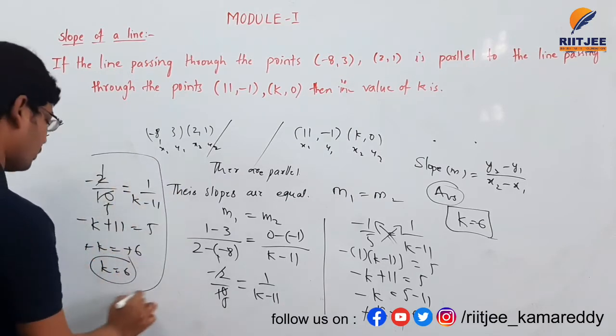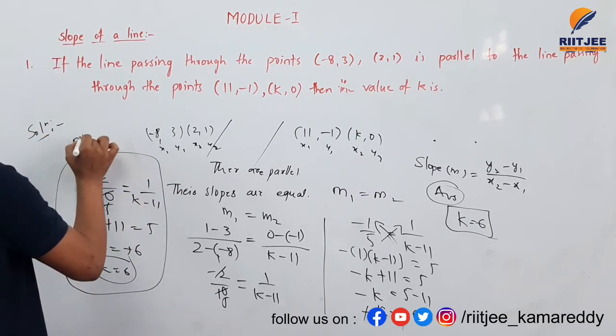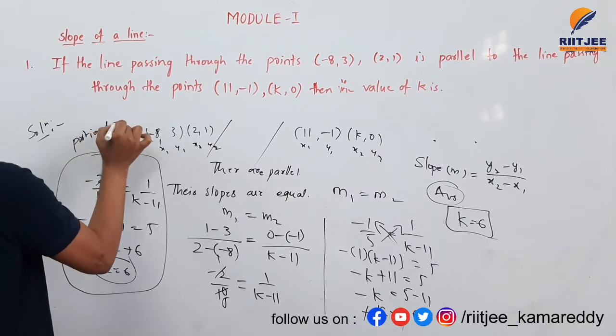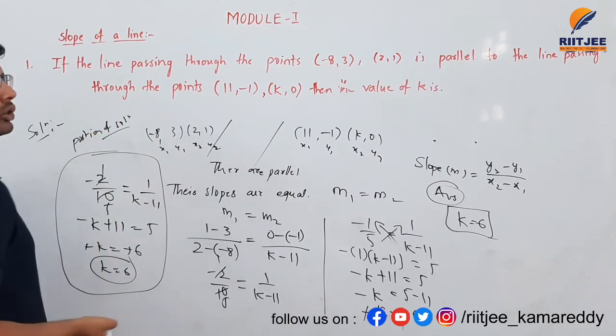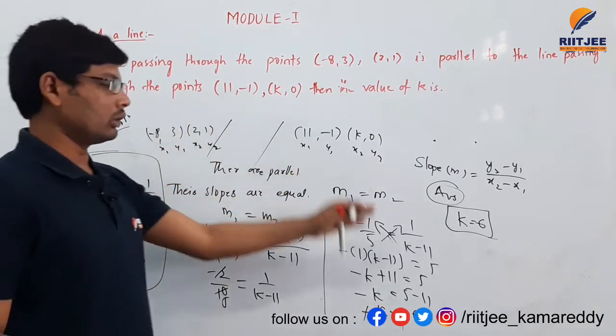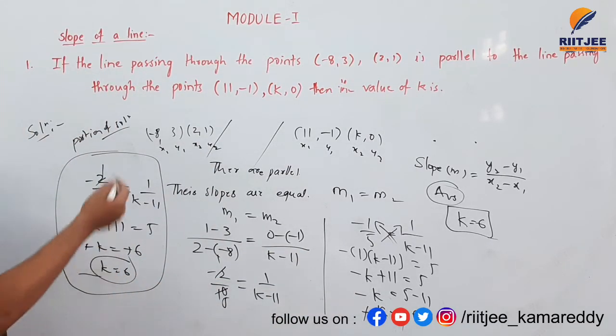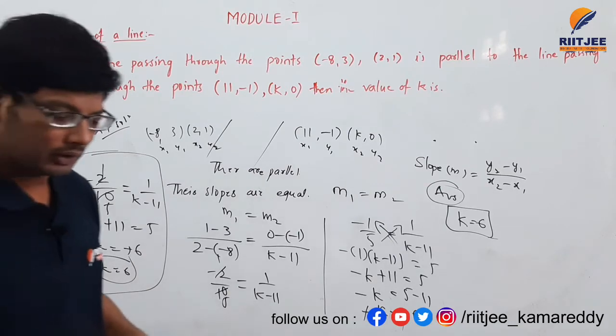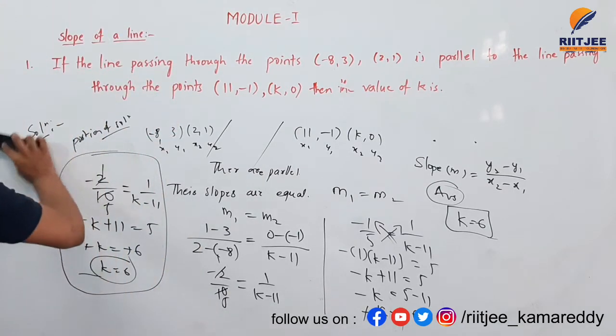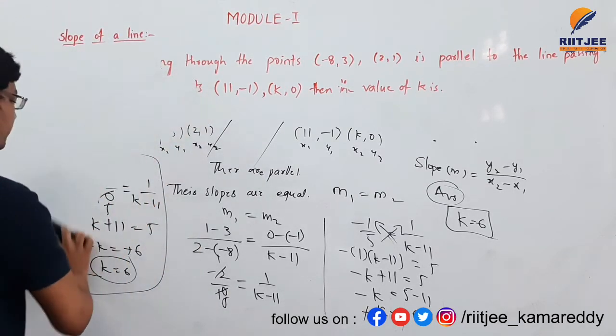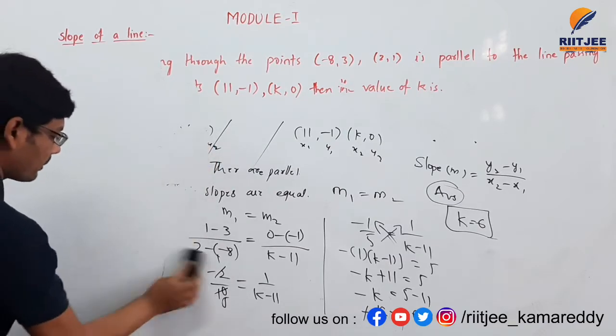You need to solve only this portion of the solution when it comes to a competitive exam. No need to write all these points, just this is required to solve the problem. This is all about the first problem. And the second problem in the same topic, slope of a line.